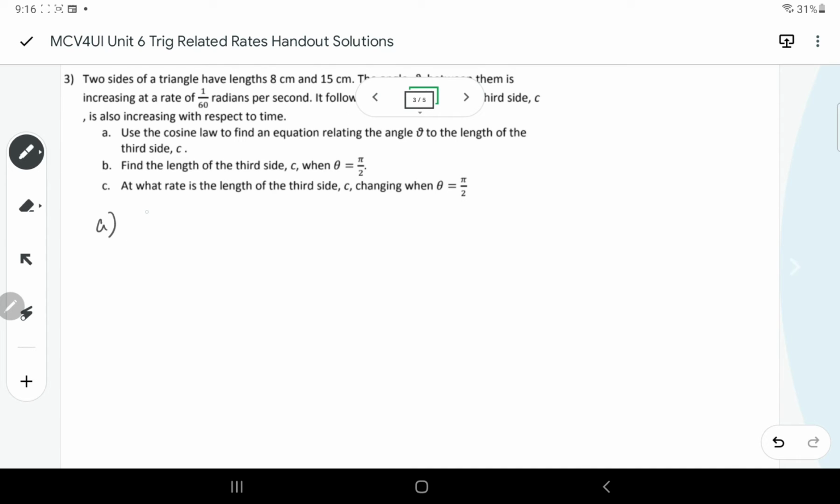So here we've got c squared is 8 squared plus 15 squared minus 2 times 8 times 15 times cos theta. I would want to simplify that. 8 squared and 15 squared is 289, minus 2 times 8 times 15 is 240 cos theta. Then B says find the length of C when theta is pi over 2.